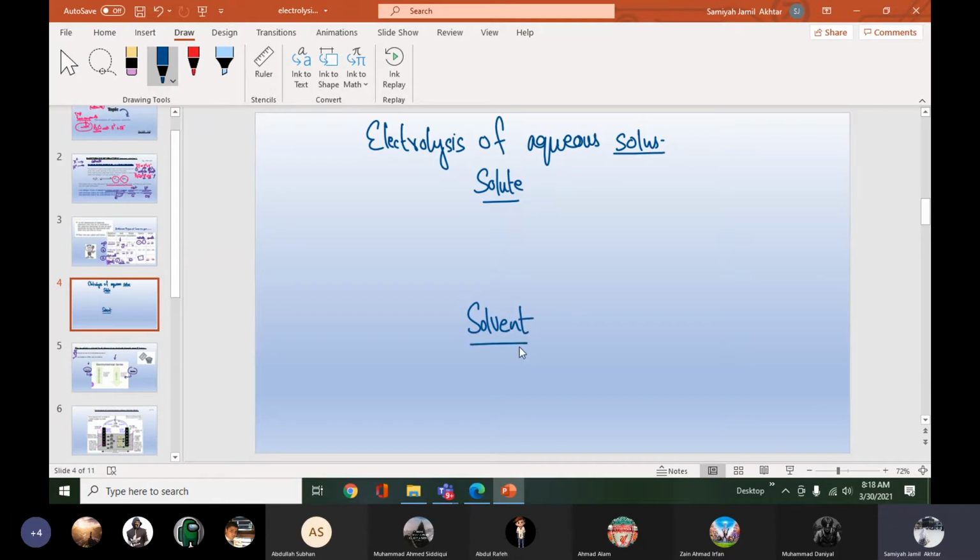In a solution we have solute and solvent, and in this one the solute is the ionic compound which we take, and the solvent is water. So in water we will dissolve this ionic compound, and when we pass the electricity it will split into its ions, so we get X positive, Y negative. One cation and one anion from the ionic compound, and water will also split. Water will give H positive and OH negative.